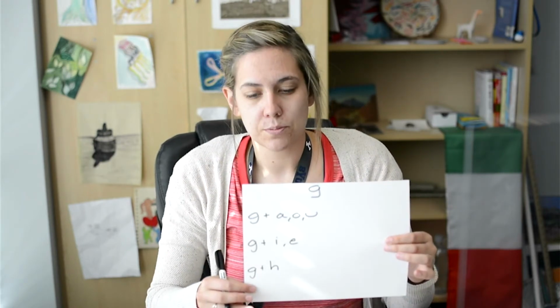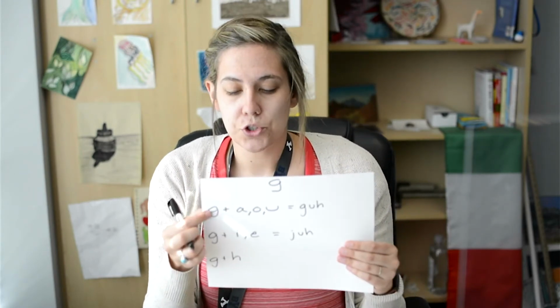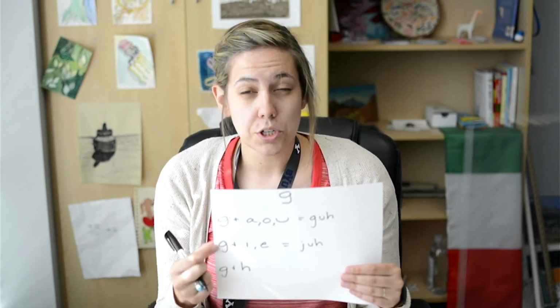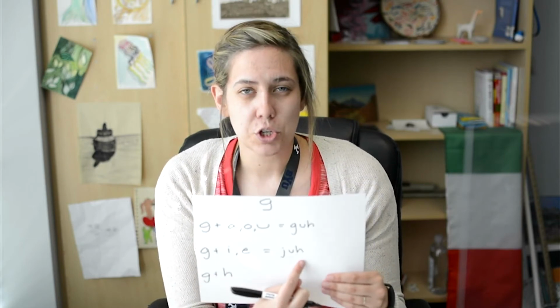All right, now let's look at words that have G. It's almost exactly the same as far as the format of the rules. G plus A, O, U, or G plus I and E, and G plus H. The main idea is that G plus A, O, and U makes the G sound. G plus I and E makes the J sound.